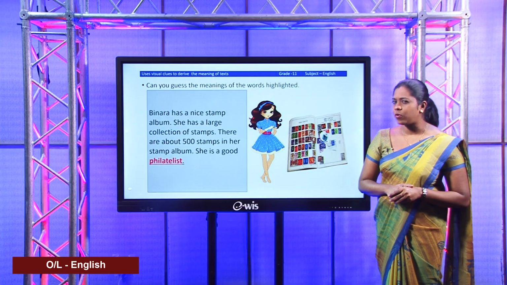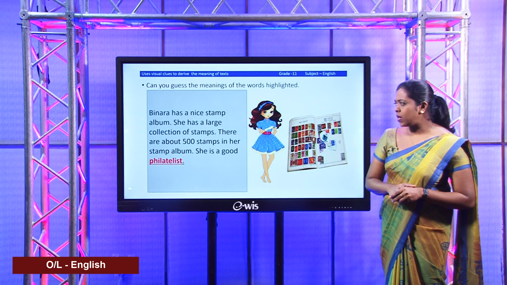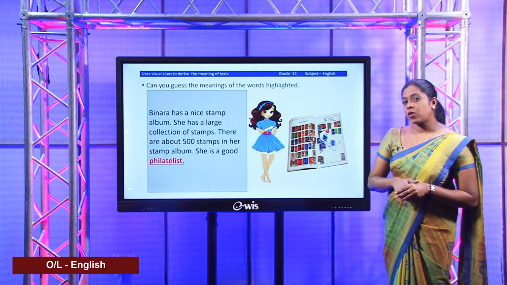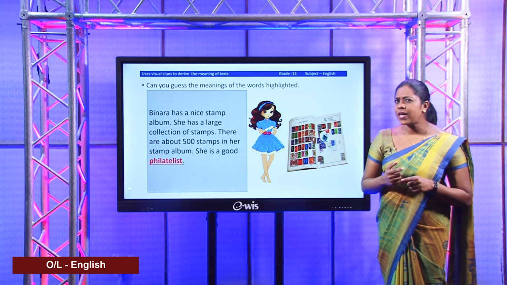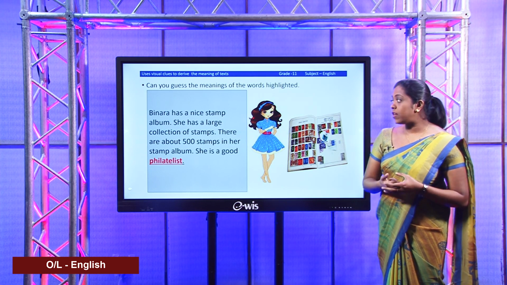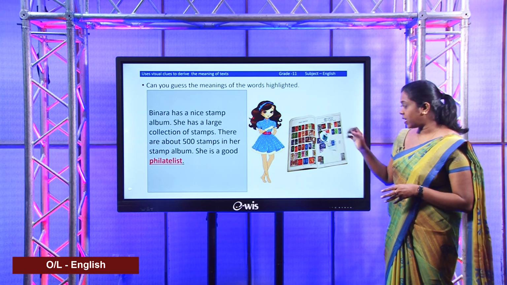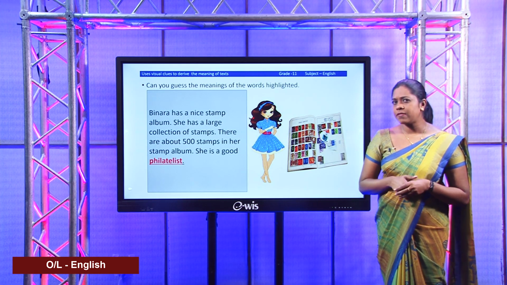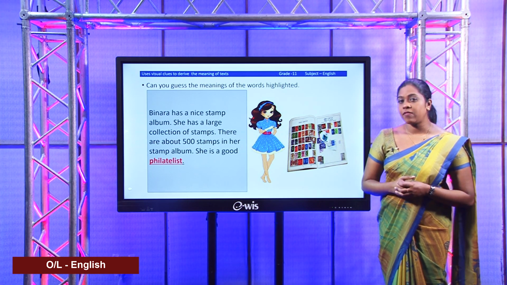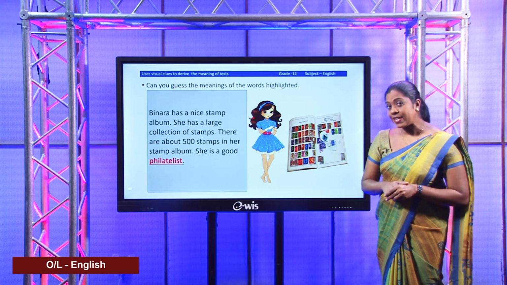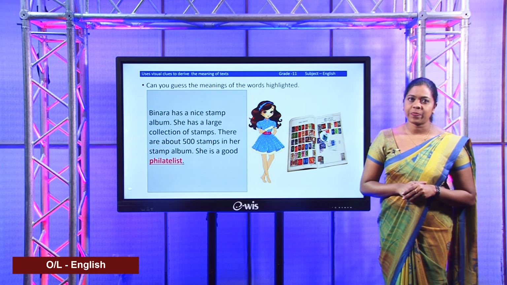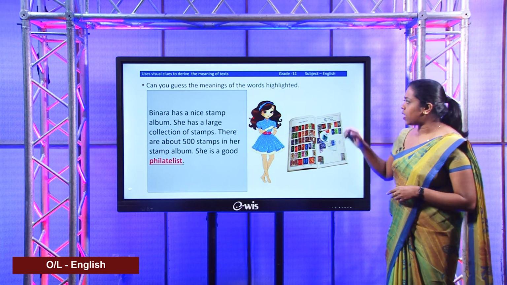Have you heard this word before? Philatelist. Right. Imagine that you don't know the meaning of this word. This image given on the slide would definitely help you to guess the meaning. Binara collects stamps. She has more than 500 stamps. She maintains a stamp album. That clearly gives us a clue that she is interested in collecting stamps. So obviously we can guess the meaning of the word philatelist. That is another word for someone who collects stamps. Got it? Right. Let's move on to another picture clue.